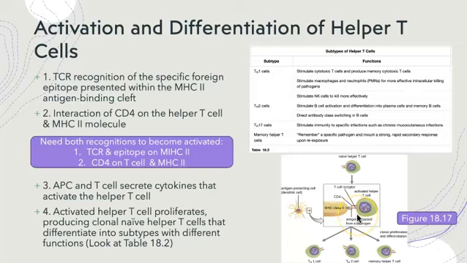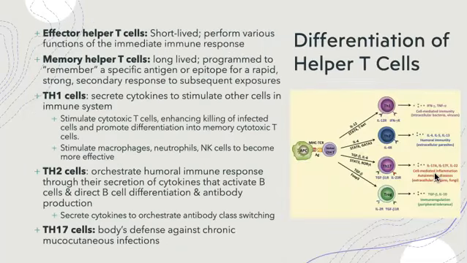Then what happens is our APC and the T cell are going to secrete cytokines, chemical messengers that are going to activate the T cell. And then basically that allows our T cell to proliferate and produce clonal helper T cells that can differentiate into the subtypes with their different functions. So we've got a table listed here, but let's talk about their functions on the next slide.